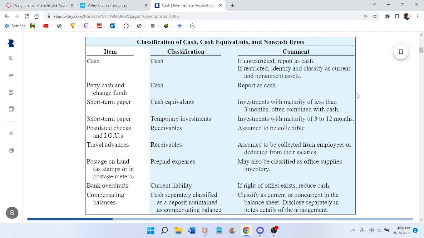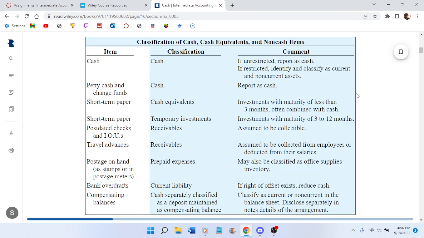Cash is classified as cash. If it's unrestricted, it's reported as cash. If the cash is restricted, you identify and classify it as current and non-current asset. Petty cash and change. Cash. What? That's the only comment? You gotta be kidding me.